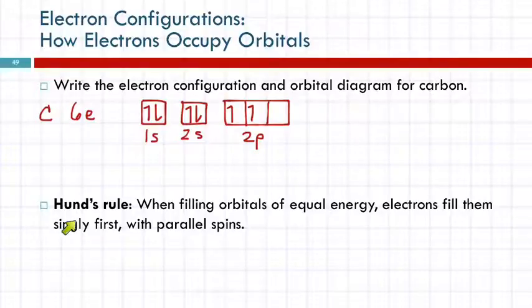And this is called Hund's rule. And I'm not going to quiz you on the names of those rules. When you're filling orbitals of equal energy, the electrons fill them singly at first, 1 per orbital, and then they double up. They're going to fill singly with parallel spins, meaning they're going to sleep right side up in the beds.